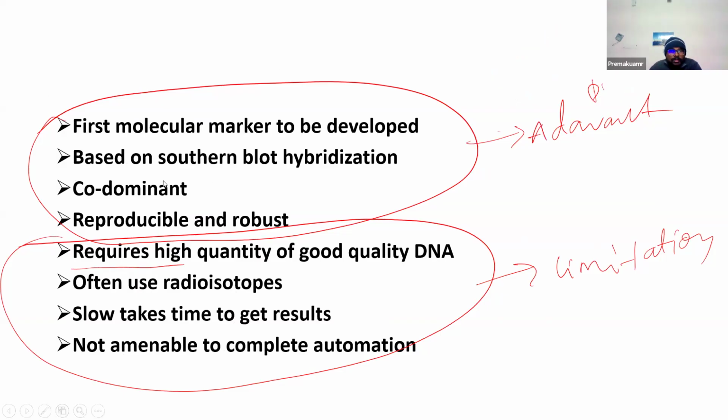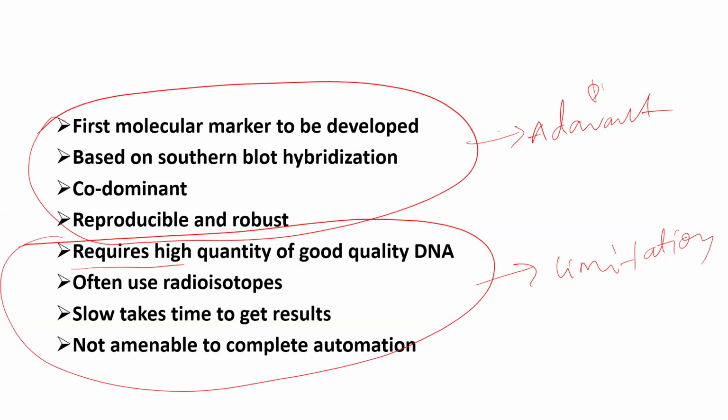Then, yeah. Understood all the points you got from this slide? Anybody have doubts? No, sir. No doubts. What is reproducibility and robustness?